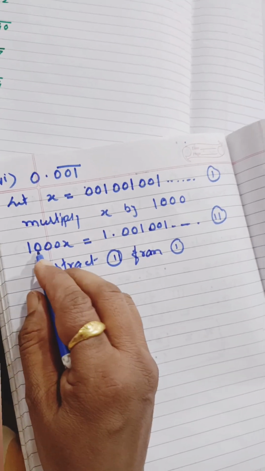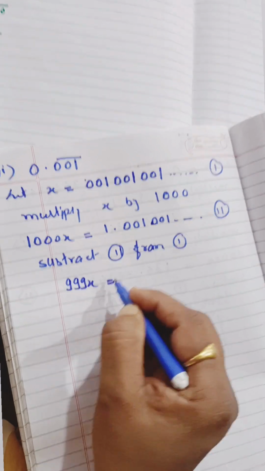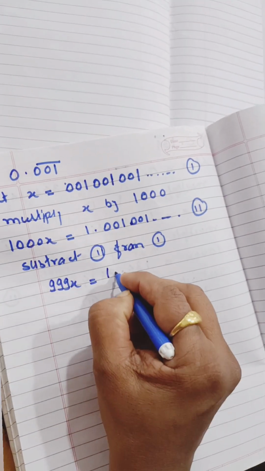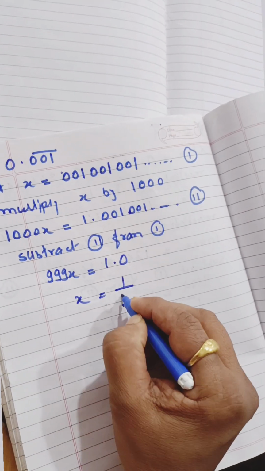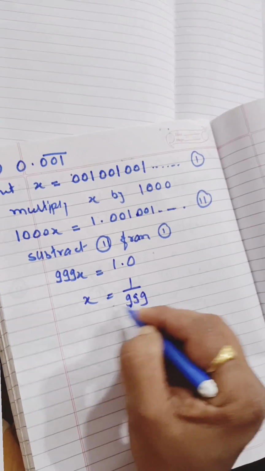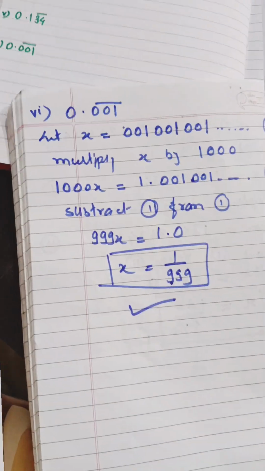So what will happen? 1000x minus x is 999x, and this is nothing but 1.0. So simply x is 1 by 999. Over. Okay?